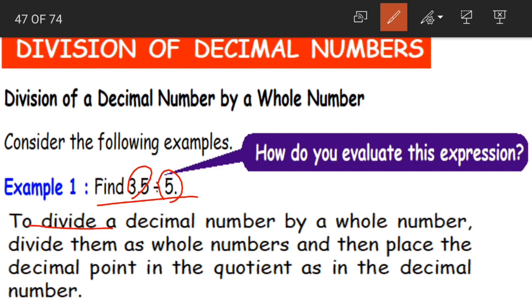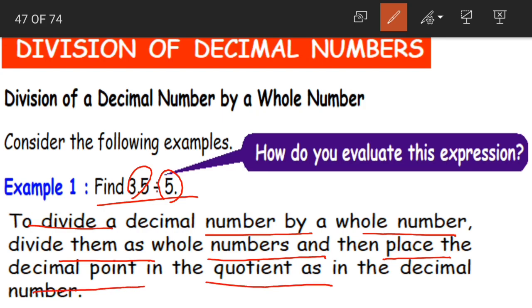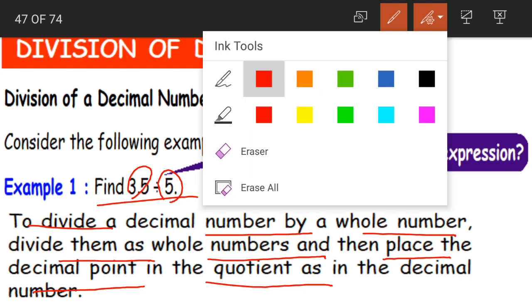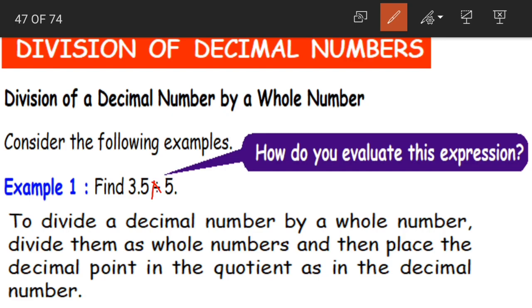So to divide a decimal number by a whole number, divide them as whole numbers and then place the decimal point in the quotient as in the decimal number. Just now we have dealt with multiplication of decimal numbers, right, children? So the same steps are applied here. If this was multiplication, what will you do? You will multiply them both ignoring the decimal point, and then for the product you will count the decimal places and place the decimal point accordingly.